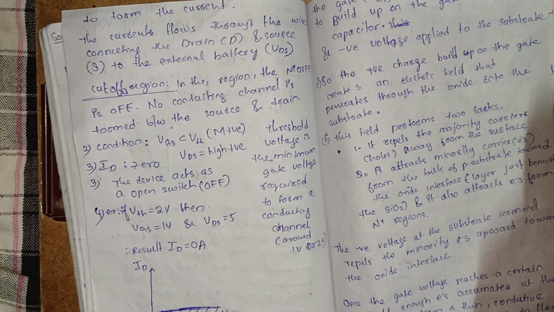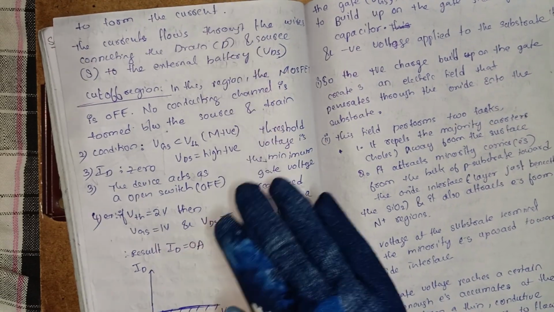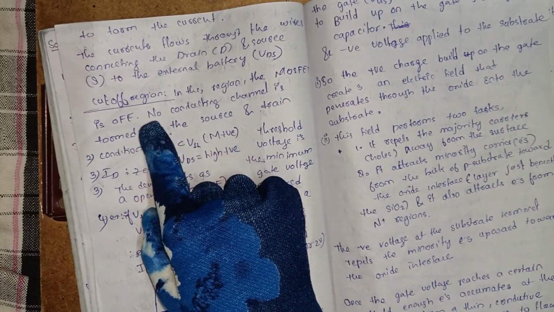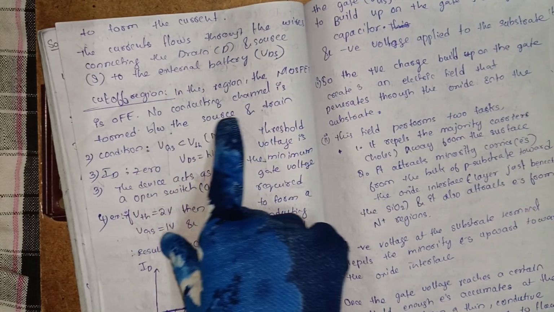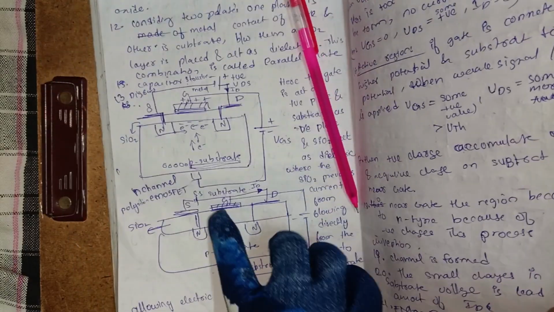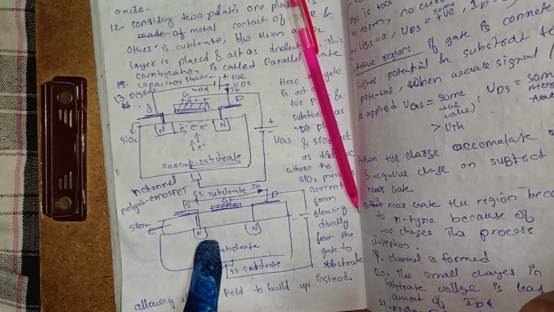Then we will see three regions of MOSFET. First is the cutoff region. In this region the MOSFET is off. No conducting channel is formed between the source and drain. No conducting channel will be generated.